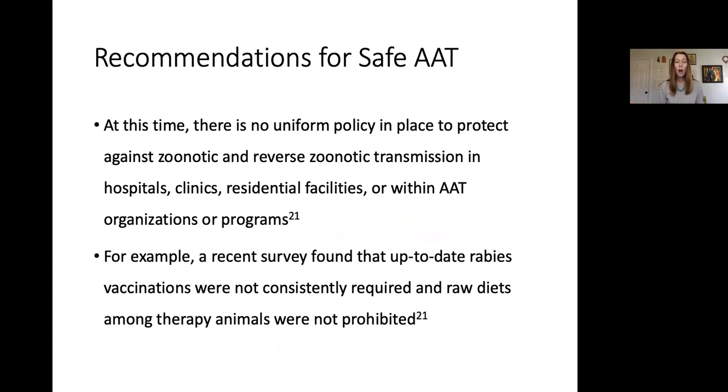As of now, there are no policies that have to be adhered to within animal-assisted therapy programs. So we don't have uniform zoonotic disease exposure guidelines or prevention strategies. When there are policies, they seem to be only related to rabies vaccines or the prohibiting of raw food diets among therapy animals. When we do see these policies, they're not strictly enforced.